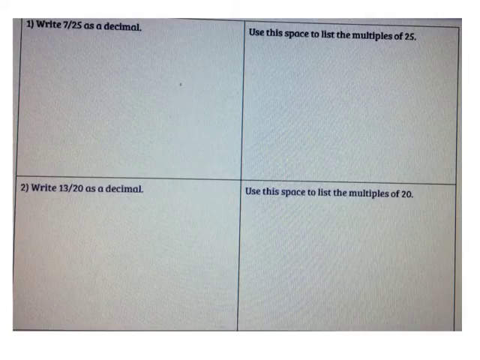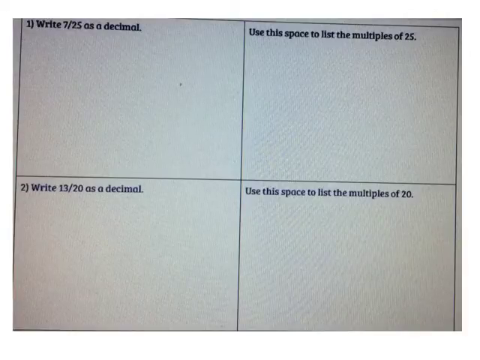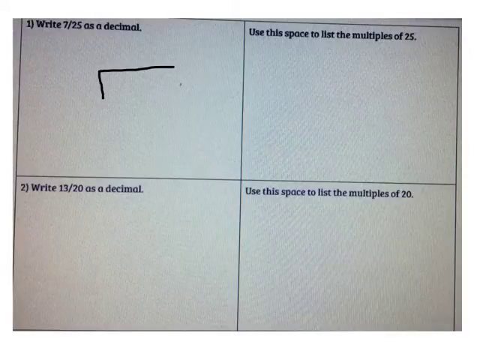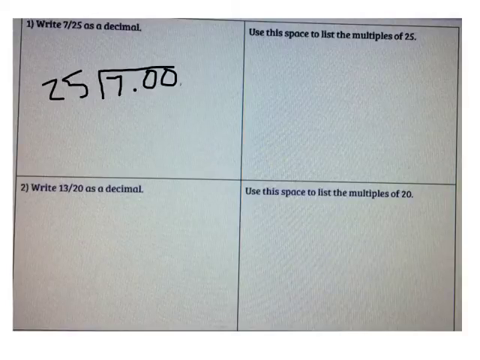Let's start with our do now. First, we're going to write fractions as decimals. Remember, to write fractions as decimals, we can divide the numerator divided by the denominator. So to write 7/25 as a decimal, I need to divide 7 by 25. When I divide with a decimal, the first thing I need to do is bring my decimal point straight up to keep my place values the same.